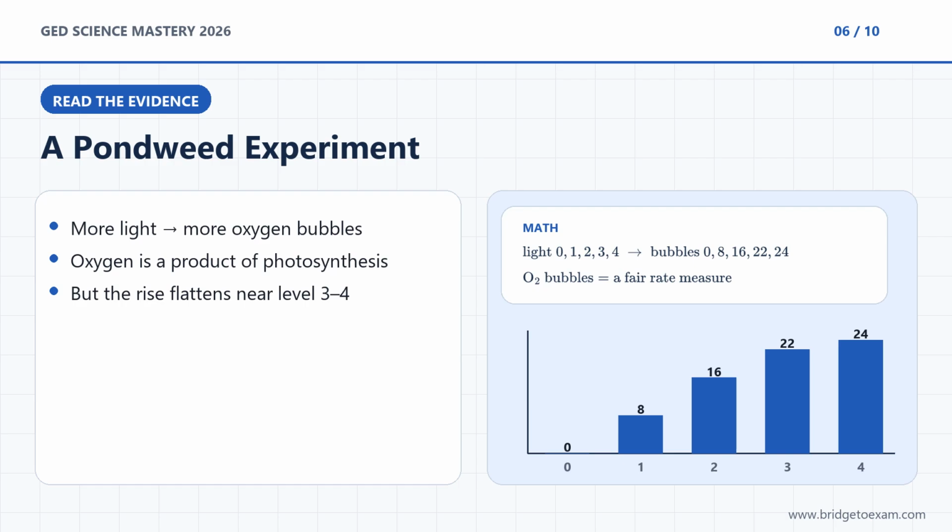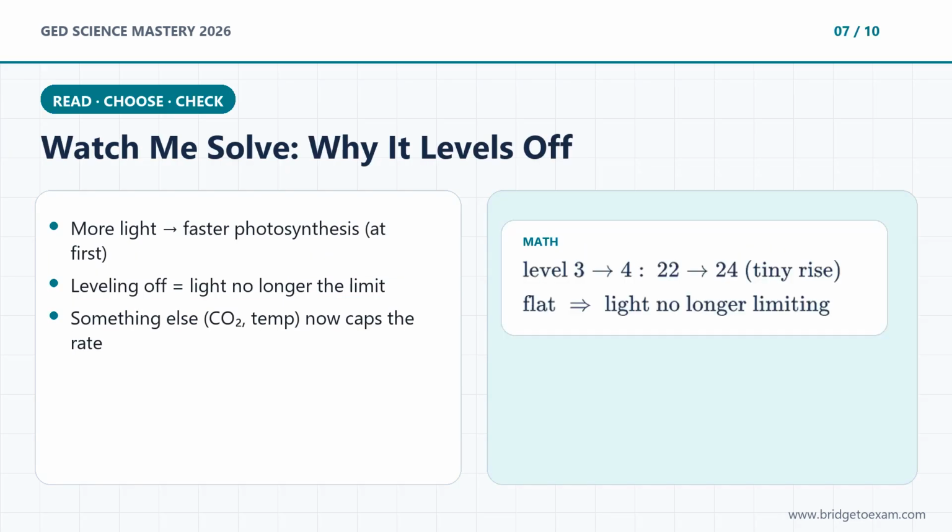Look at the bars. At light level 0, 0 bubbles. At level 1, 8. At level 2, 16. At level 3, 22. And at level 4, 24. More light brought more bubbles, but notice the jump gets smaller near the top. Let's answer the question with our method. What did the data show, and why do the bubbles stop increasing much after level 3?